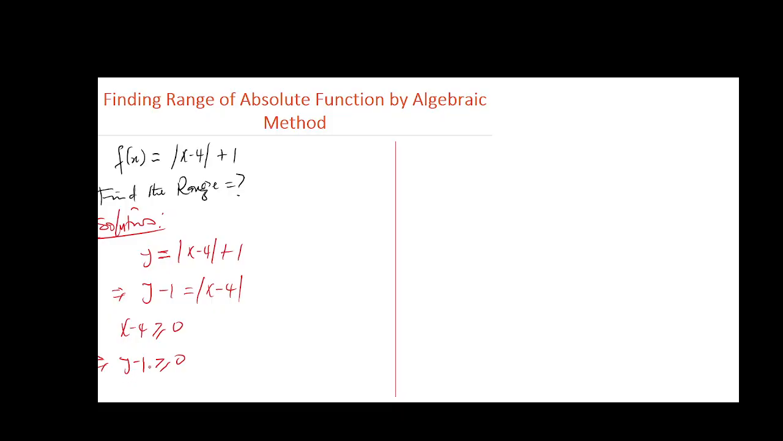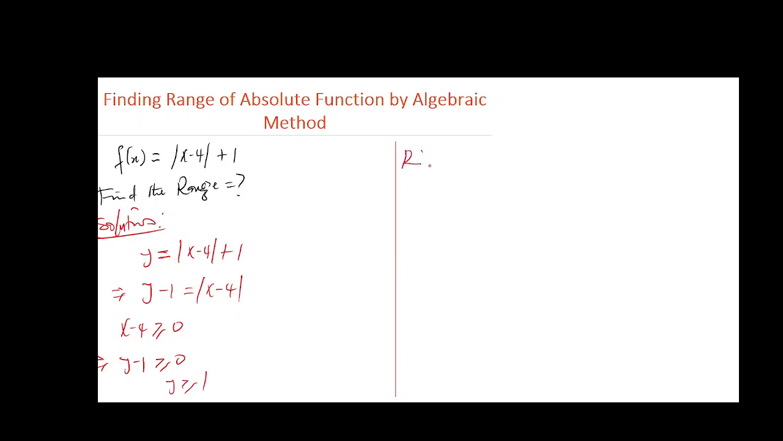So from here, we take 1 over to the other side of the equation so that y can stand alone. So we are going to have y will be greater than or equal to 1. Since 1 crosses over the inequality sign, it becomes positive 1. Now we have the value of y.